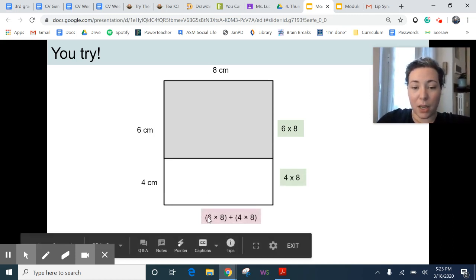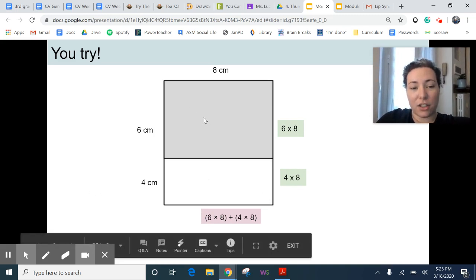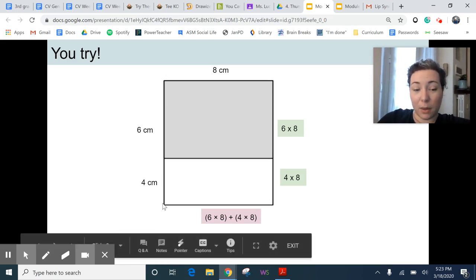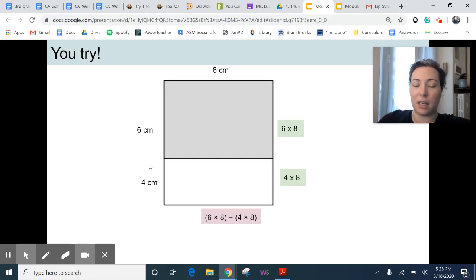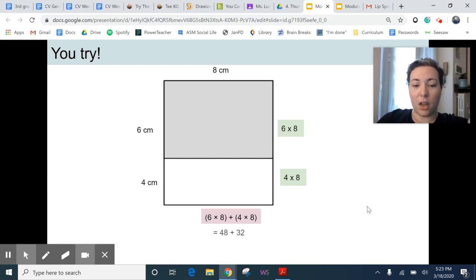If we come down here, we know that we can add these two expressions together to get the whole rectangle. Imagine this would be very helpful if you didn't have this broken up and you had a larger number that you needed to break in half to make it easier to multiply. That's why this would be helpful. Again, if we go through solving each of those expressions to get the total area, we would get 48 plus 32.